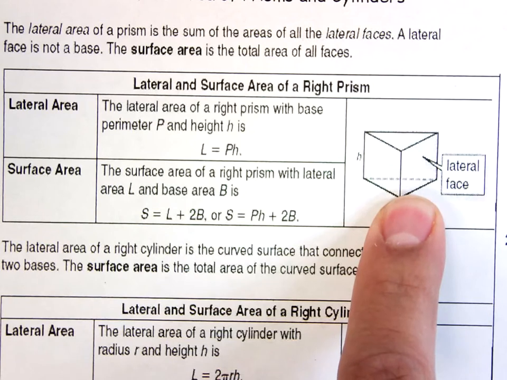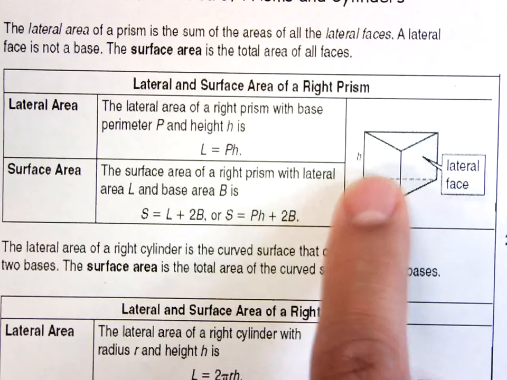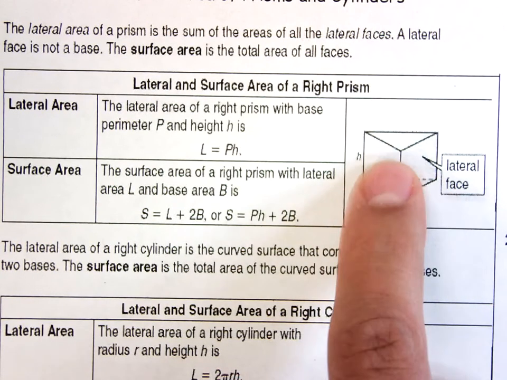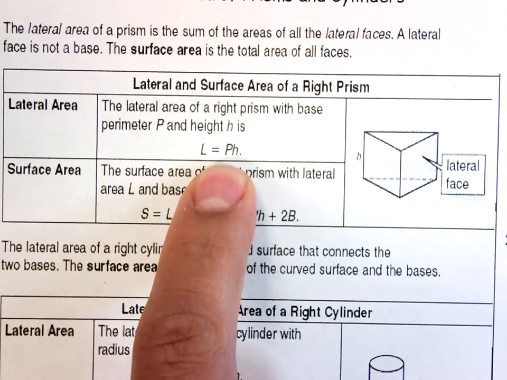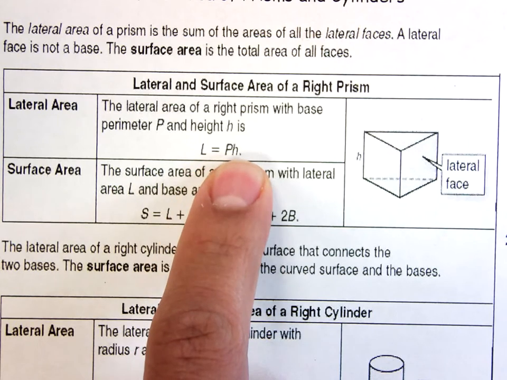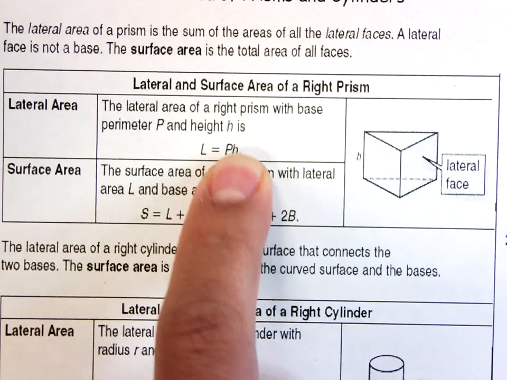Those are your bases. So if you're trying to find the lateral area, it's going to be just the area of these three rectangles, these two in the front and the one in the back. To get it, you take the perimeter of the base and multiply it by the height. Again, you don't have to memorize these. It's on your formula chart.